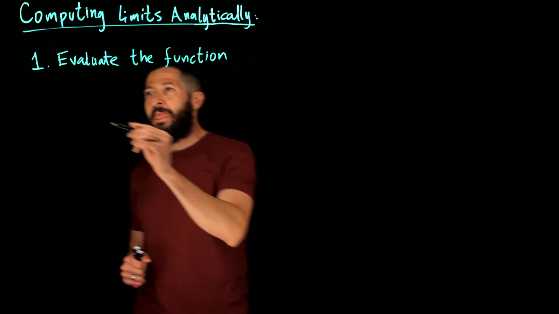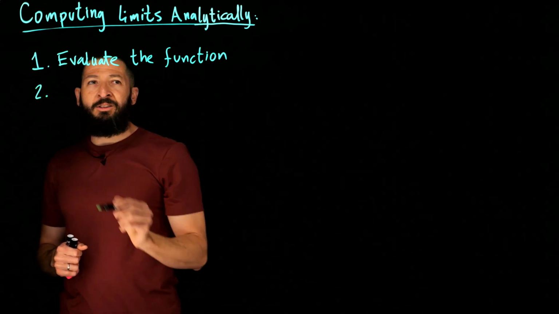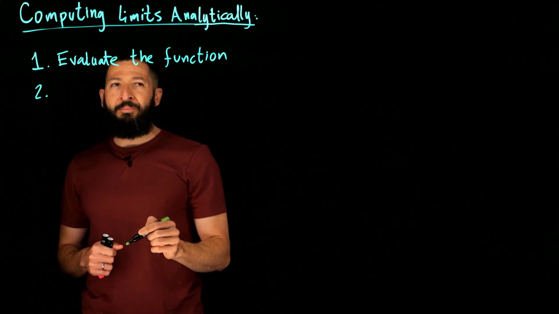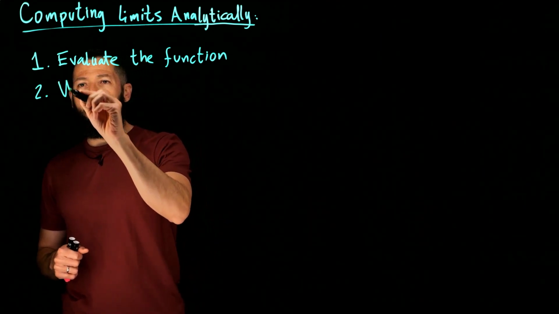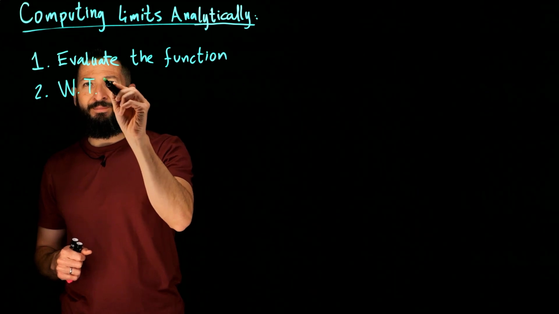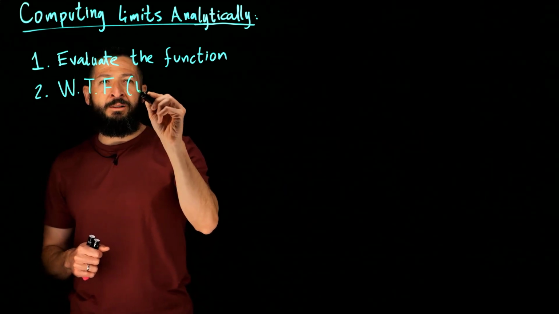So if you get something of the form 0 over 0, and I have a story for this, you will do this, which means you want to factor.